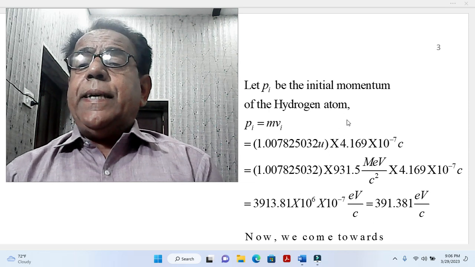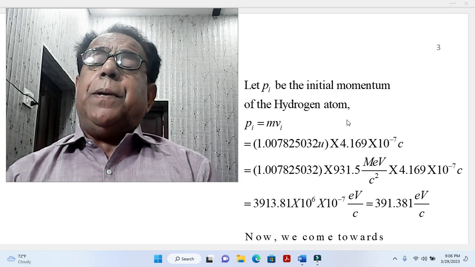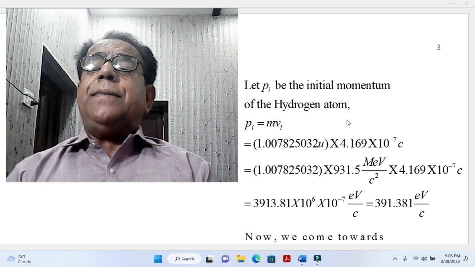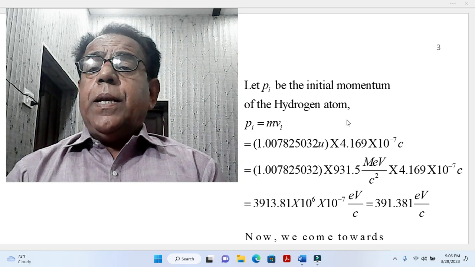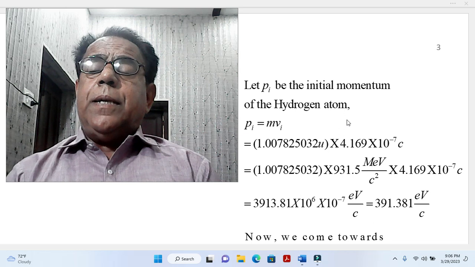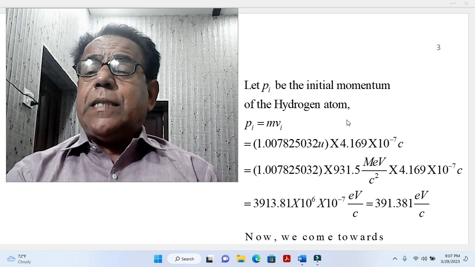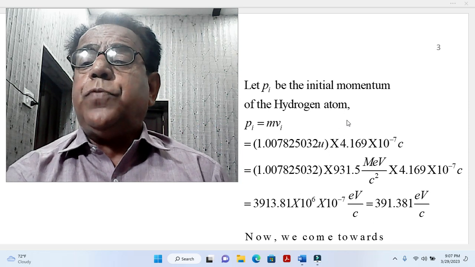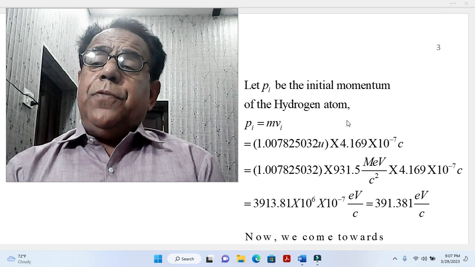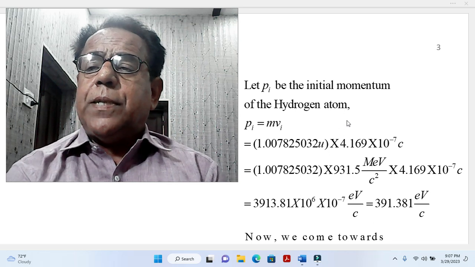Dear students, here we are using the value of m from the table, which we have introduced as a tool, in which the atomic mass of the hydrogen atom in terms of atomic mass unit is given. It was given as 1.007825032 U. The remaining portion will remain the same, that is, vi will be the same as we found in the previous step.